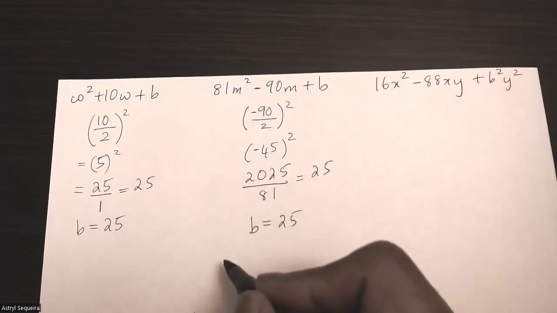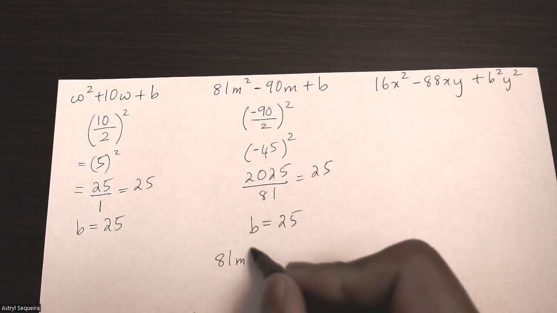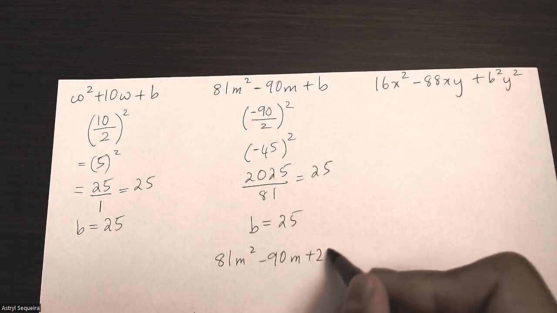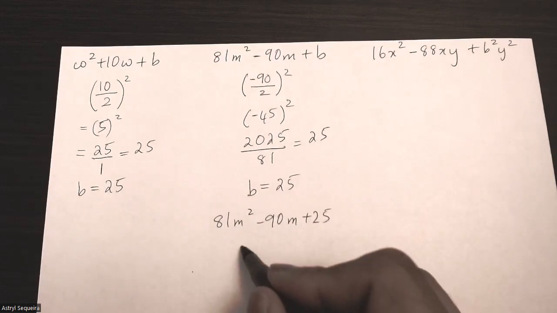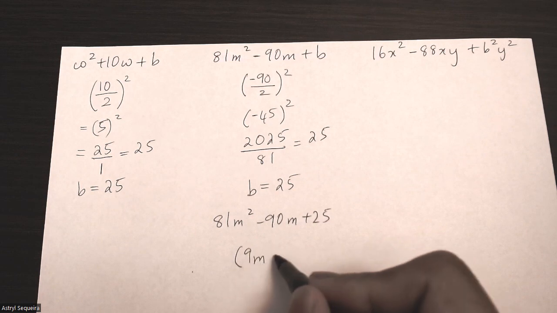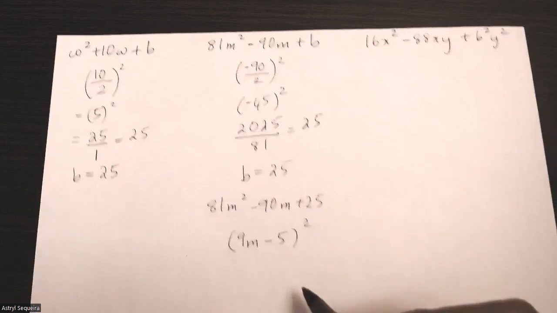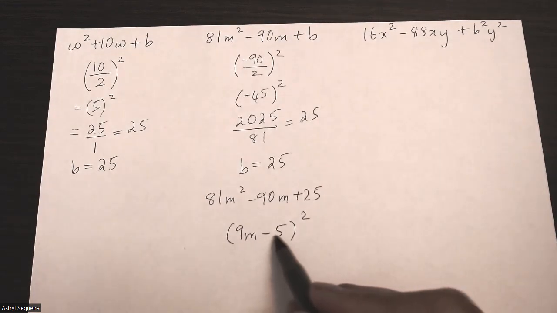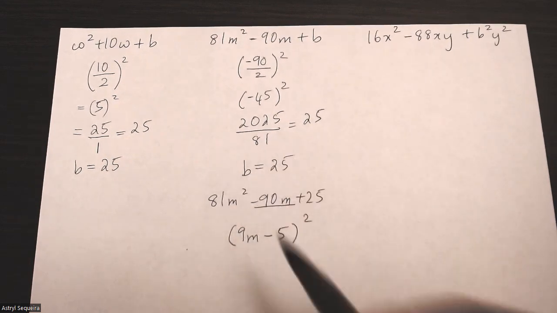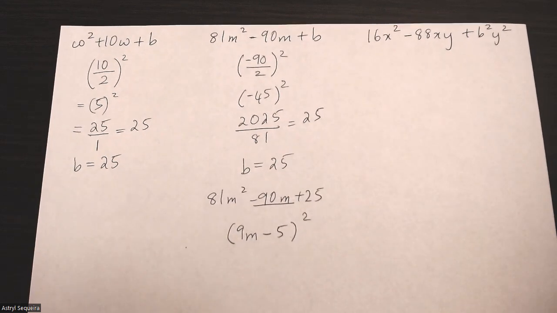You can always check your answer as well if you want. I'll show you how to do a quick check over here with this one. So plus 25, this would be my equation. So if I square root these, it'll be 9m minus 5 squared. 9m times negative 5 is negative 45m times 2 is negative 90m. So I know that my solution is correct.